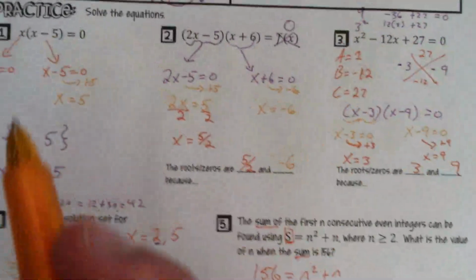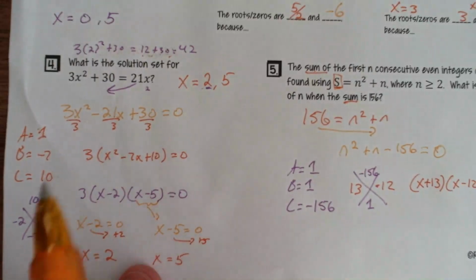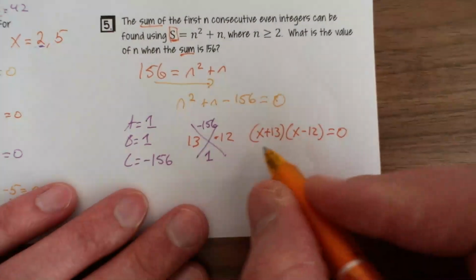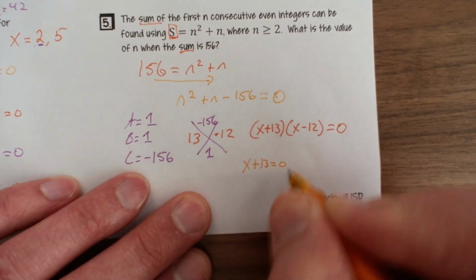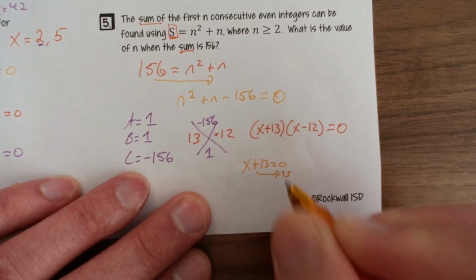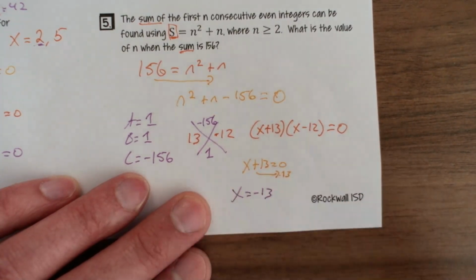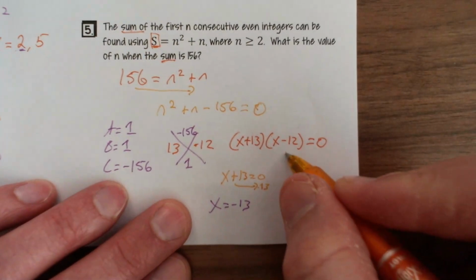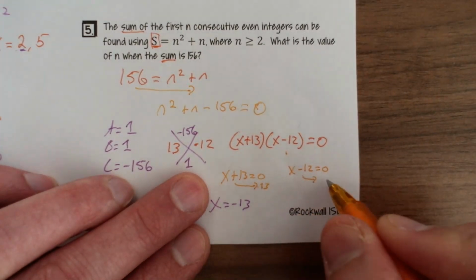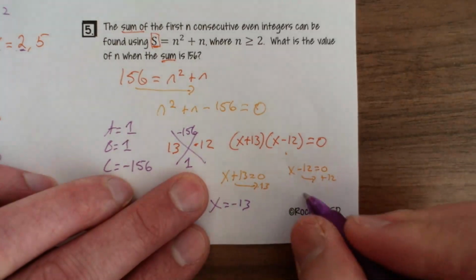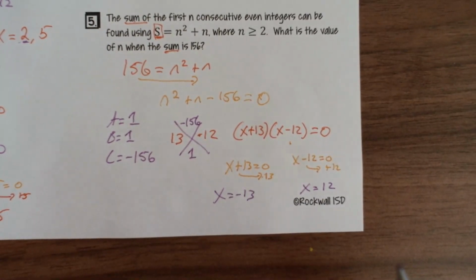Now this looks like this, and it looks like this, and it looks like this, and it looks like this. Now we're just solving. We've factored, we've done the hard part, this is the easy part. x plus 13 equals 0. I move the 13 over, it becomes x equals negative 13. Same thing here, x minus 12 equals 0. I move the 12 over, it becomes positive 12. I get x equals 12. So my solutions here are negative 13 and 12.